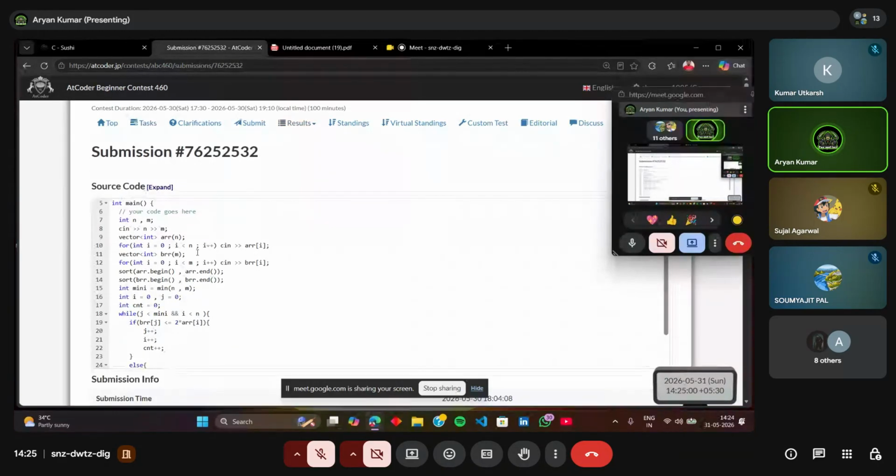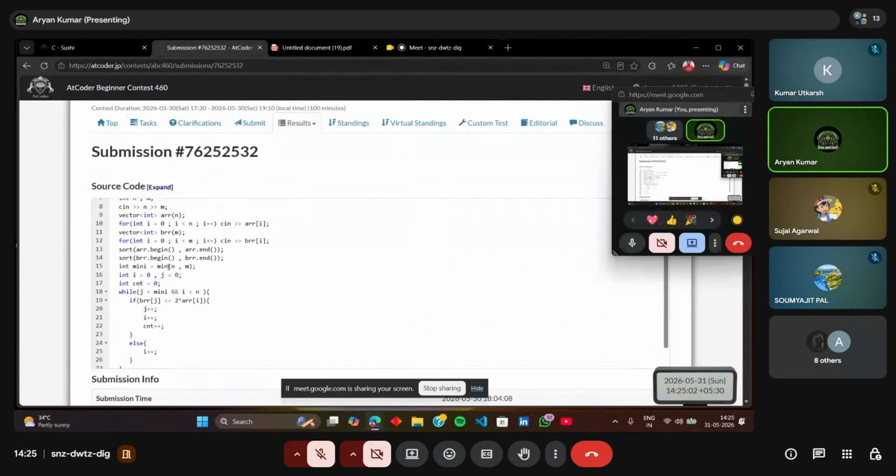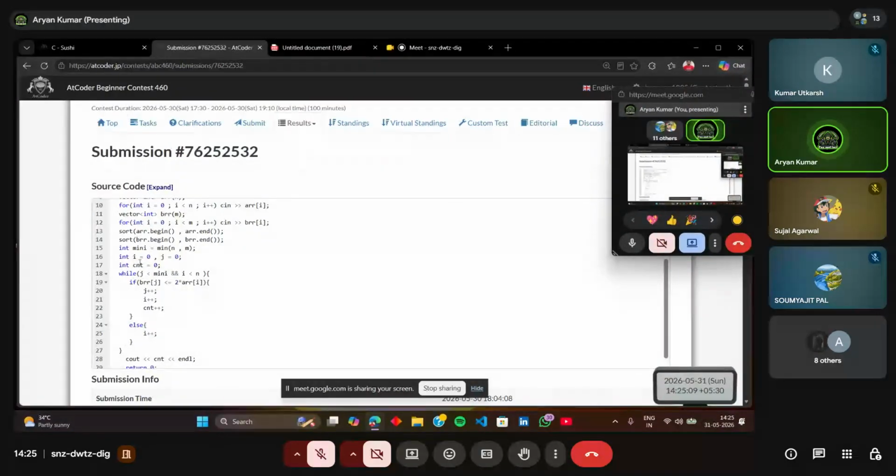So we will just sort both the arrays, and till now, what will be the number of times the loop will run? We will initialize one pointer to the ARR array and a second one to the BRR array.